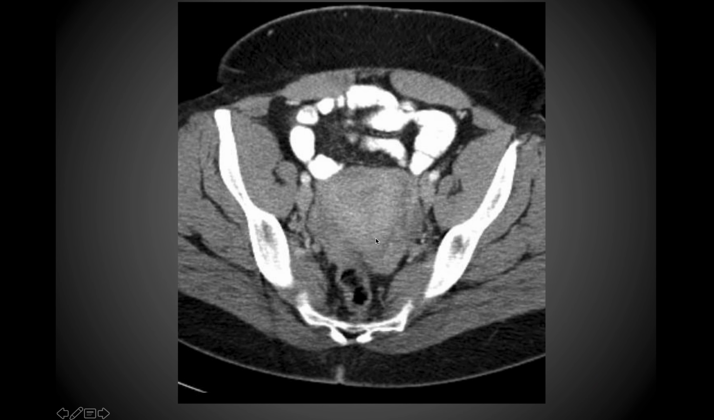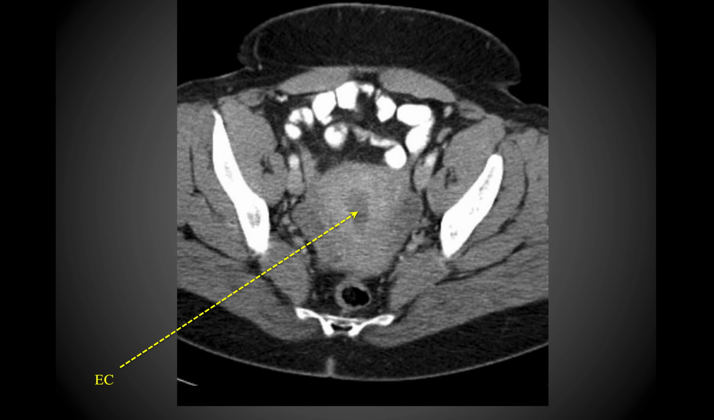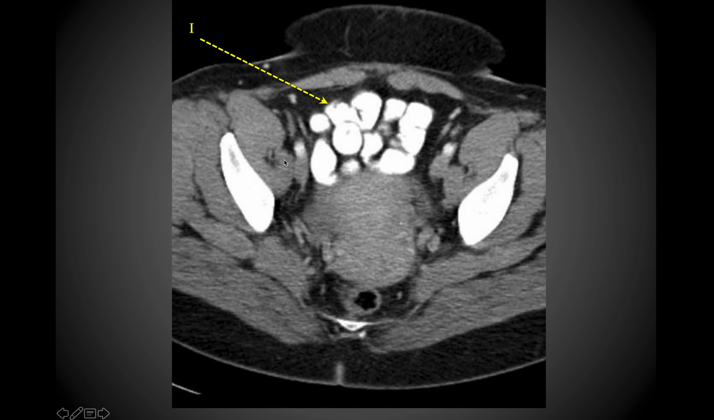All right, so we're going to continue descending. And so as we descend, you see the uterus here with the endometrial cavity in the midline. Again, you should hopefully note that these are the external iliac vein and artery.